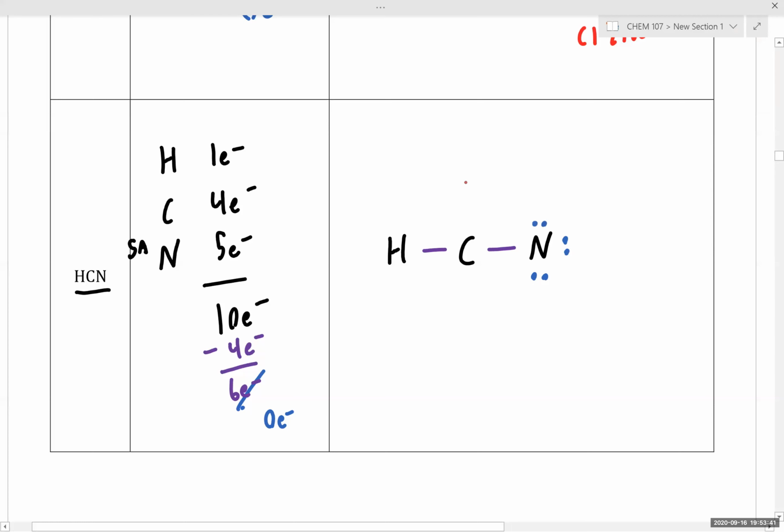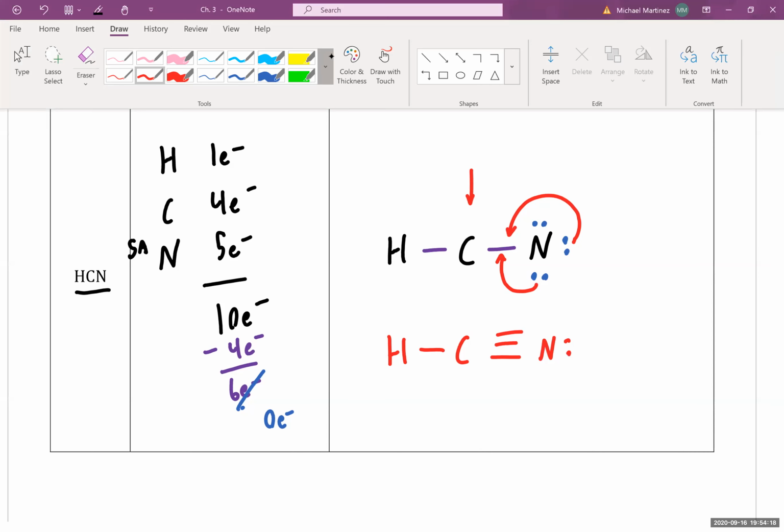Now looking at carbon, is carbon very happy? Does carbon have a complete octet? No. So we're going to take one of our lone pairs and form a double bond. Okay. So we're starting to make some progress, but is carbon happy with this arrangement? Does carbon have a complete octet? No. So we're going to take our second lone pair and convert it into a triple bond. And that in turn gives us the following structure.